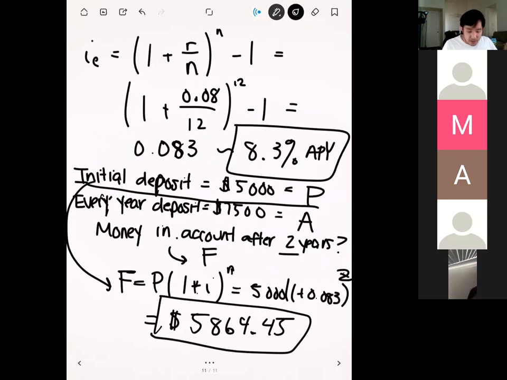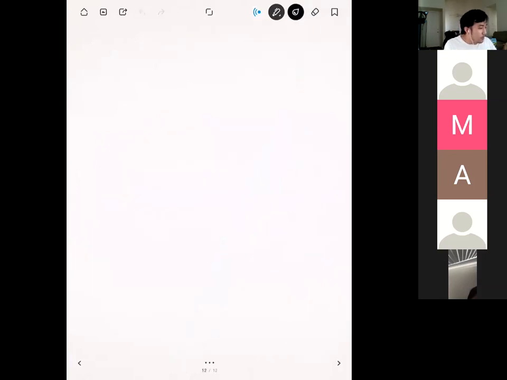Okay, we're almost out of time, so I want to finish up this problem. That's the first part. The second part is the $7,500 that we're depositing every year, and we want to see how much that is going to be worth in 2 years. We're going to use our F is equal to A formula. This is the one that we just went over.